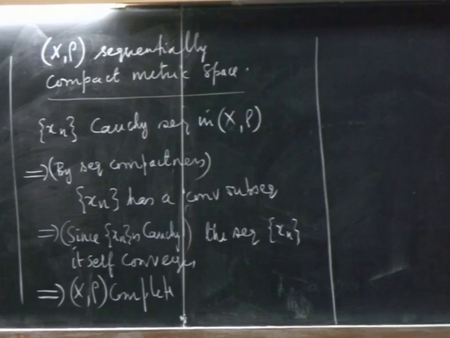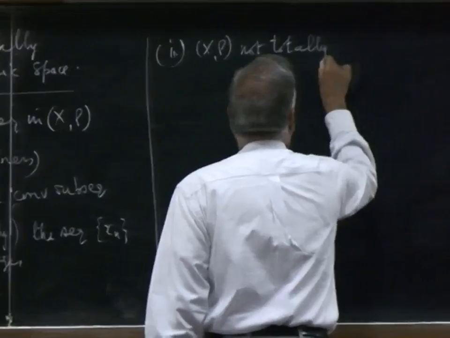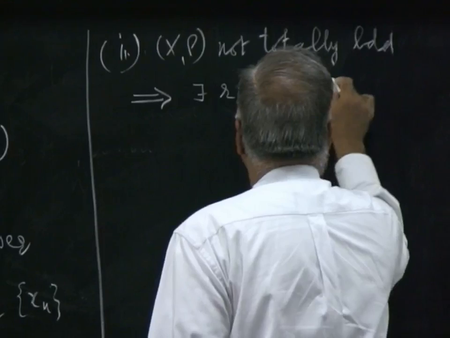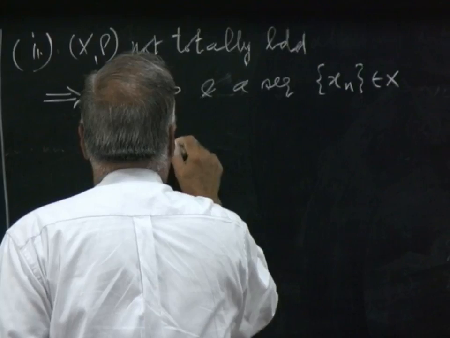This is one. Two, X_ρ not totally bounded implies there exists r greater than 0 and a sequence x_n in X such that B_r(x_1), etc.